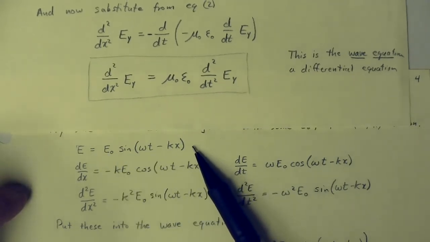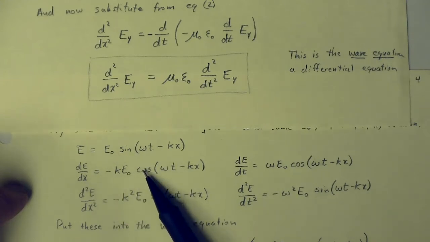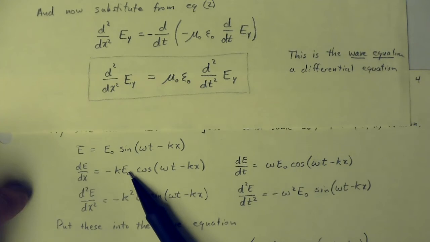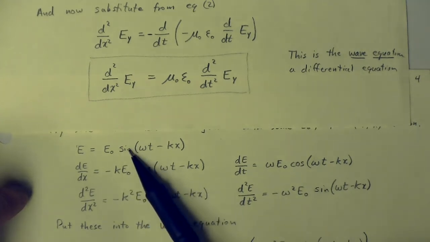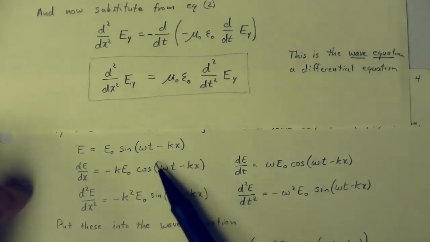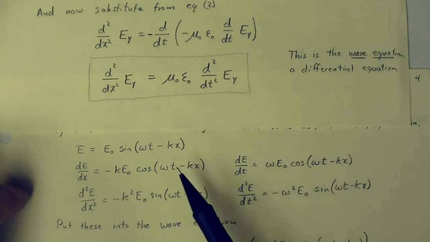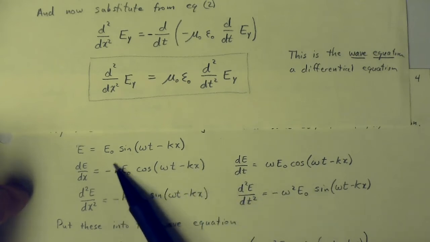Here's the original function. Take one derivative with respect to x. Well, sine becomes cosine. E0 just comes down, that's a constant. But now we have to take the derivative of what's inside here with respect to x. And that's just going to be minus k. So that's what comes out. The derivative of what's inside there is minus k.